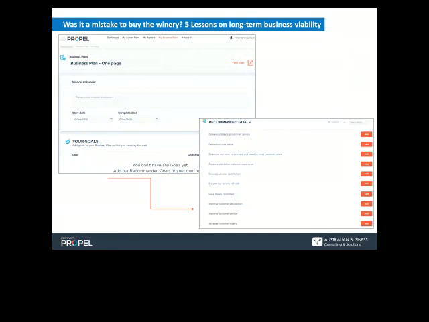If you wanted to create a business plan, a one-page business plan or a more comprehensive business plan, you can also do this through Business Propel. And as you can see, in an example of the one-page business plan, you can add mission statements, start dates, end dates, and of course, adding goals. You can also turn the goals into actions. And this will help you stick to your business plan.